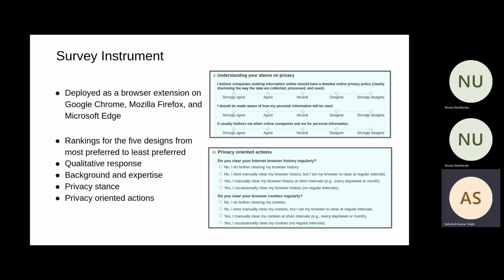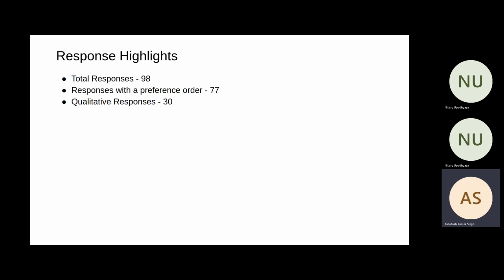We deployed this survey form as a part of a browser extension. The survey form asked users to rank the 5 designs according to their preference and also optionally provide a justification for the preference order. The form also had some questions to gauge the privacy stance of users and the privacy-oriented actions. After deploying a survey, we received a total of 98 responses. Out of these, 77 users provided a preference order for the 5 designs, and 30 of them gave a description of why they chose a specific order.